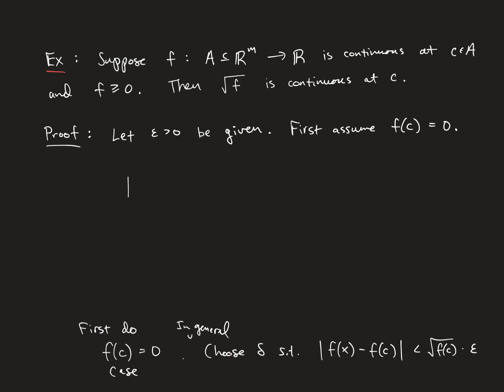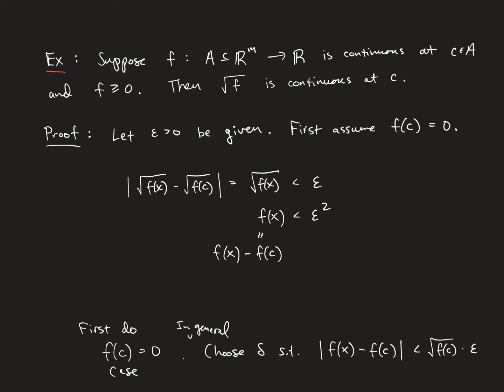So in this case, things are easy. The difference between square root of f of x and square root of f of c is just the square root of f of x, and we need to make that less than epsilon, but we can do that by just making f of x less than epsilon squared, which we can do because we have control of the difference between f of x and f of c, right? So we can make that less than epsilon squared by just taking x and c close enough.